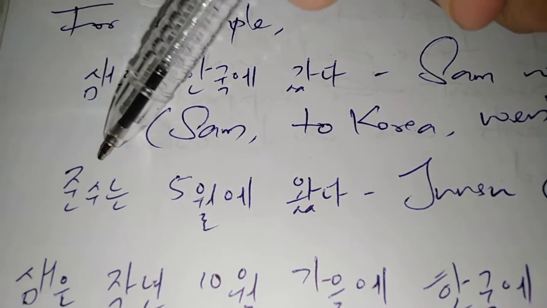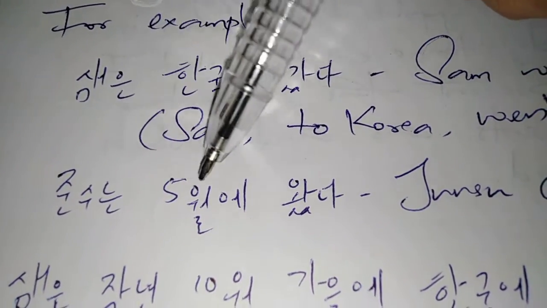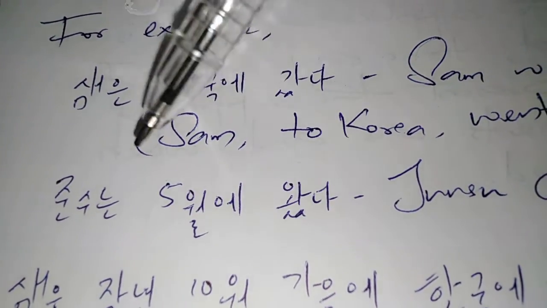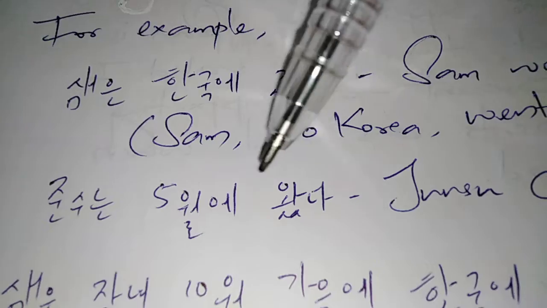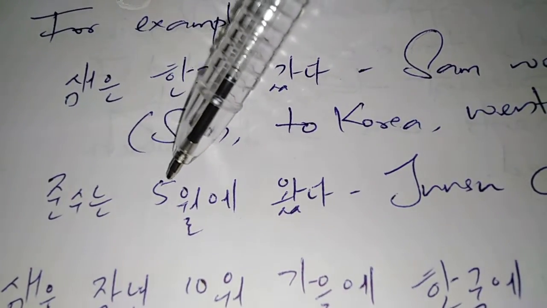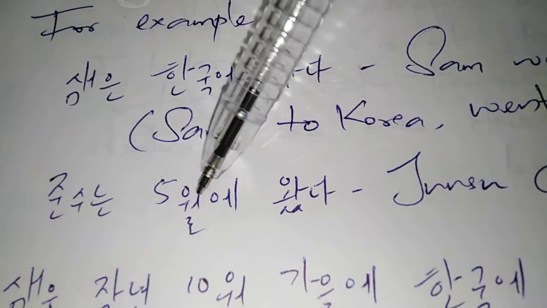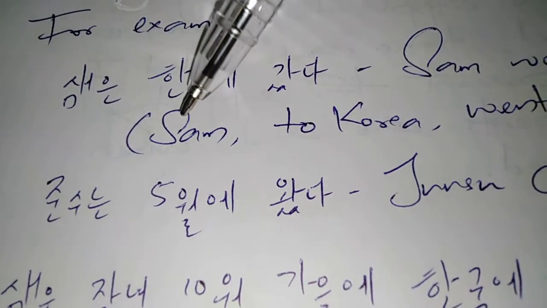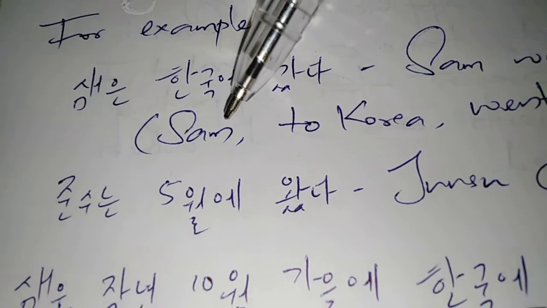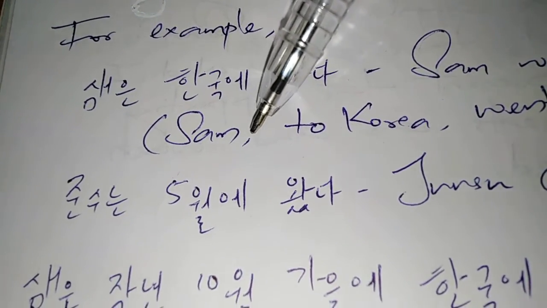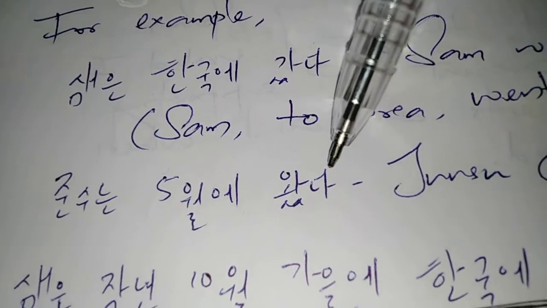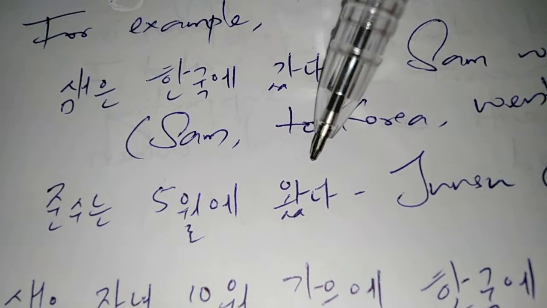The next example is 준수는 5월에 왔다. 준수는 5월에 왔다. So 준수 is a name, and here 오 is of course 5. 월 means month. 월 is a suffix used to indicate month, and 에 is the time and place particle here, like in 한국에. 왔다 means came.